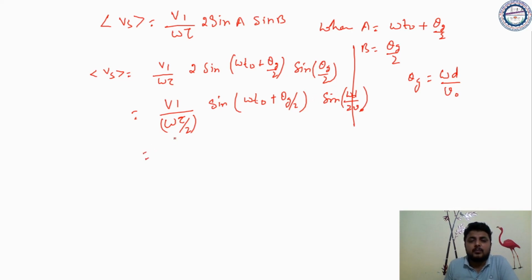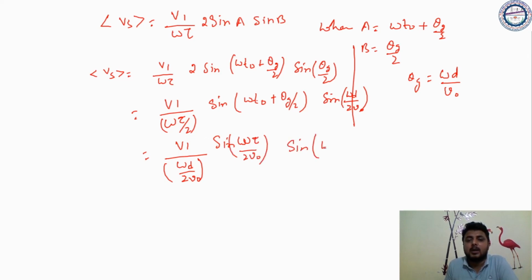So we will get here V1 divided by omega d by 2 v0, because we substitute tau is equal to d by v0, and we have sin of omega d by 2 v0 and into sin of omega t0 plus omega d by 2 v0.